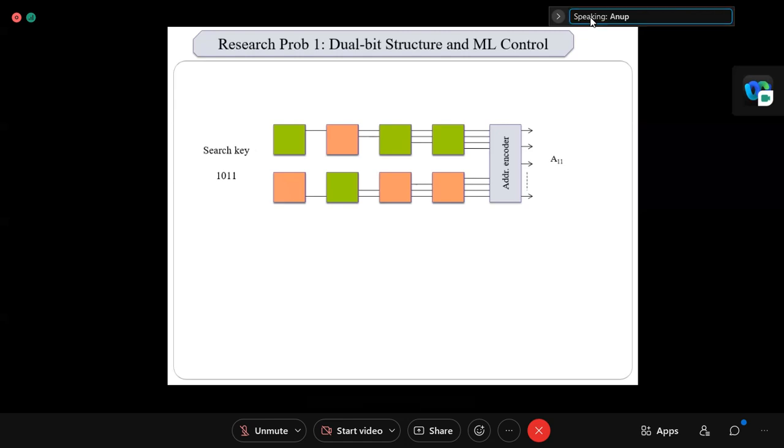So if our only motive is to generate a specific address, then we can utilize CAM in this way, with only 2 rows. Here again we are thinking of specific applications: instead of designing an m cross n CAM, which would be huge, if we use this, only 2 into m plus 1 CAMs are required, and in this way we can generate the address. This is the dual bit structure, which we named dual bit structure and ML control.